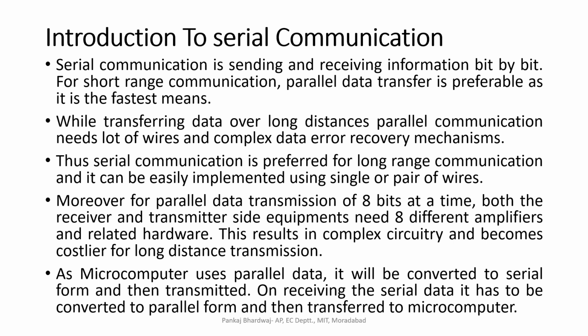We know that in parallel communication, for example, if we talk about the 8-bit microprocessor 8085, the data bus is 8 bits wide, and we can simultaneously, in parallel, send or receive 8 bits of data through 8 different channels. This indeed is a good option, because 8 bits are transferred in parallel. So this would be the fastest way to communicate.